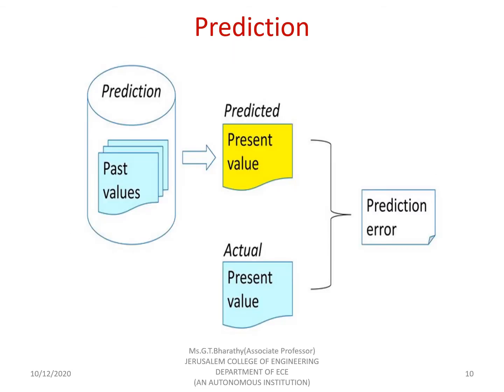So this is prediction. We predict the present value from the past value, and we compare the predicted value and the actual value, and we find the prediction error. Only the prediction error will be quantized and then transmitted. So for differential pulse code modulation, other than sampling and quantization, a new term called prediction is coming into the picture.